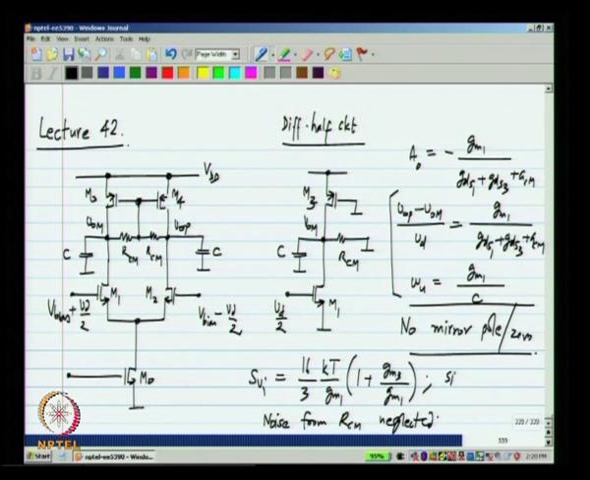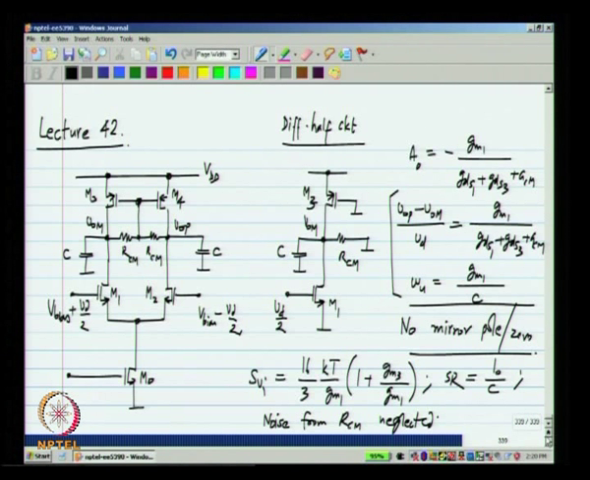And the slew rate will be I naught by C, because all of I naught flows into M1 or M2, and the rate of change of the output voltage will be related to I naught and this capacitor C.